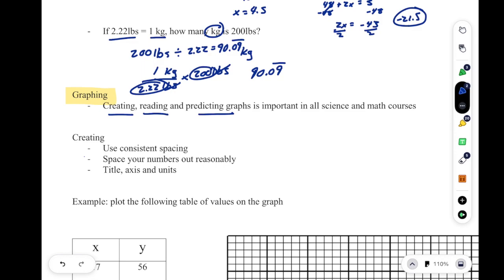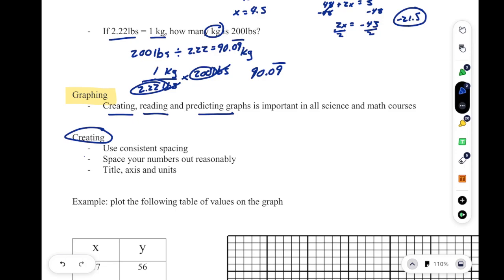So let's start with creating. I know it might seem easy just to put points onto a graph, but this is the first step for analyzing an experiment or a lab, or even a question given to you on a test that was about a lab. So it's really important that we get this process right.